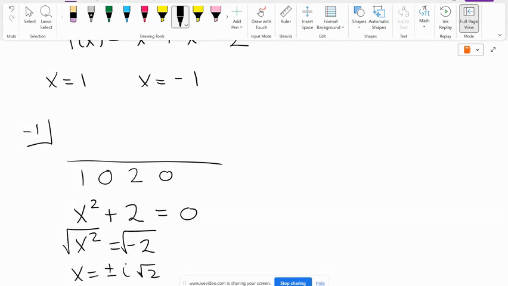Do we agree? Okay, so my roots are x equals 1, x equals negative 1, x equals i root 2, and x equals negative i root 2. These are the roots. These are not the factors. How do we change the roots back into the factors? Set it back equal to 0. So what does that mean?